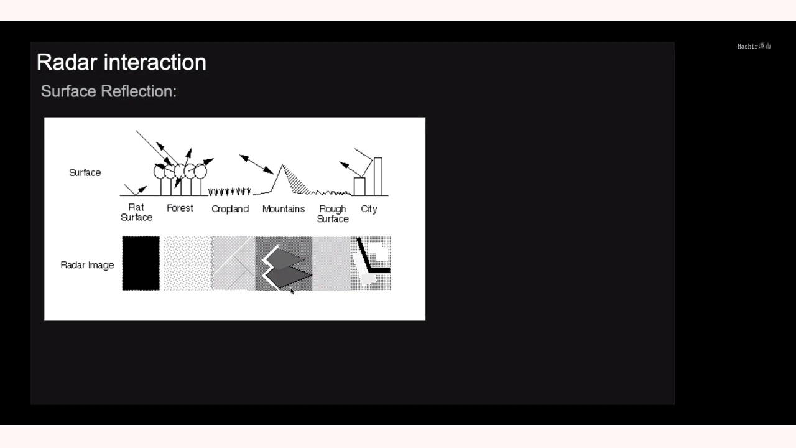Surface roughness is also described as a function of wavelength and the angle of incidence coming from the radar sensor. Depending on the wavelength and the angle of incidence, the surface may produce different backscatter. So it depends on the angle and wavelength.